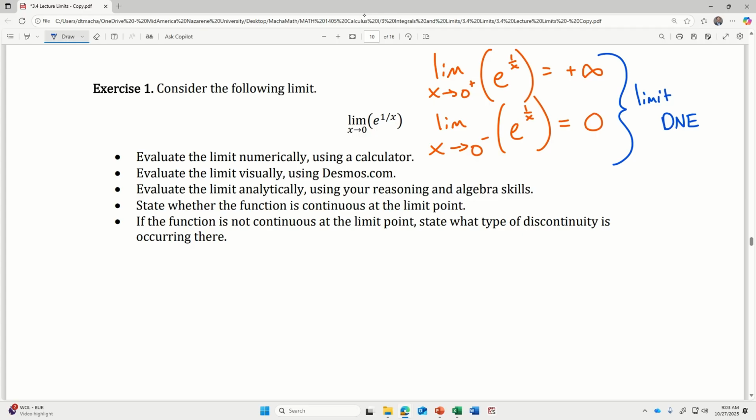Is the function continuous at the limit point? No. What type of discontinuity is this? Well, it's not removable. It's not a step because I've got an infinity. It's not a pole because a pole would require both to be infinities. So this must be essential.